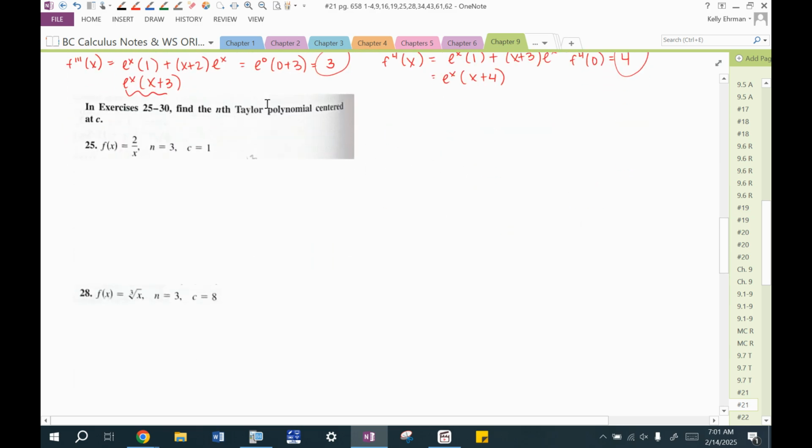All right, find the nth Taylor polynomial centered at c. More of the same, they've just changed our center. So now instead of the center being 0, the center is 1. So let's set up this generic Taylor polynomial, we're only supposed to go out to degree 3.